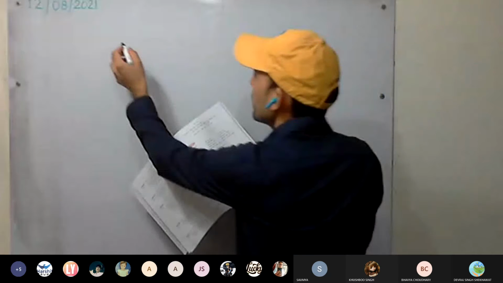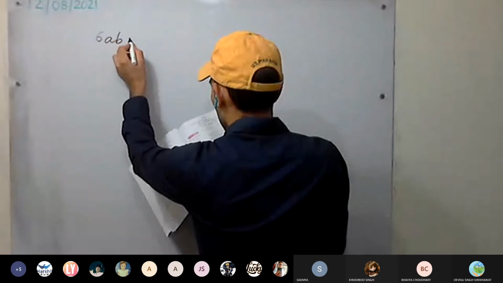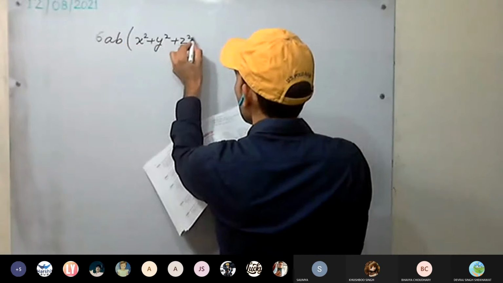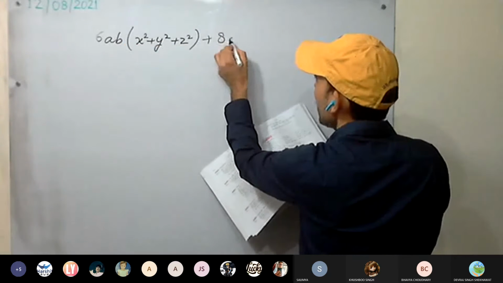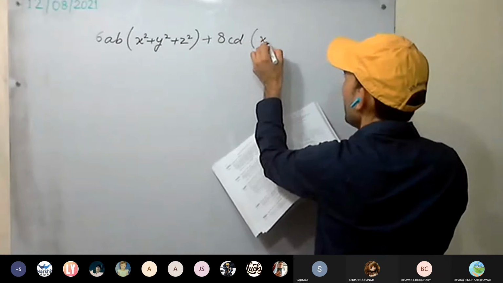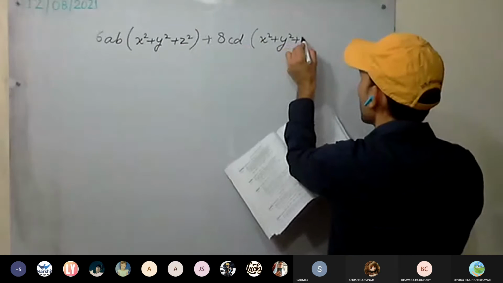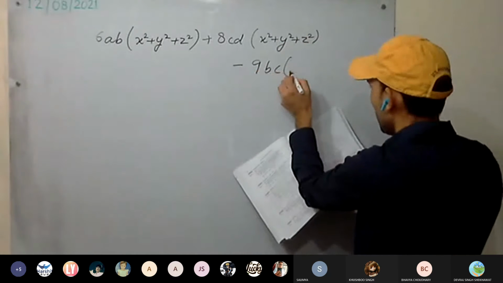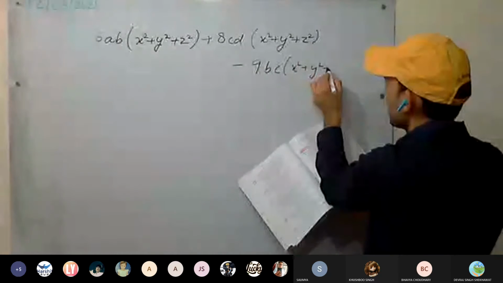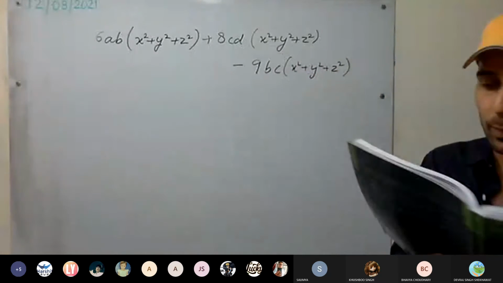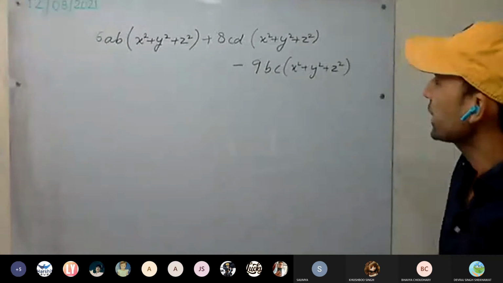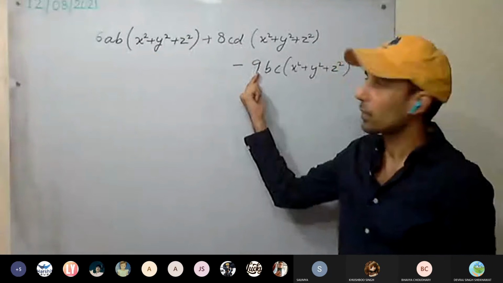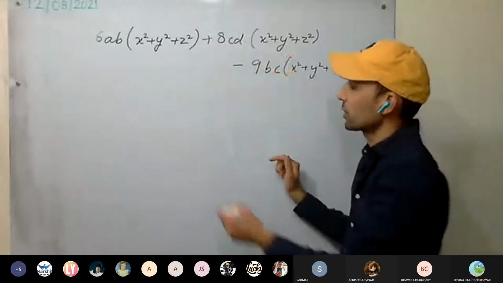6AB(x square plus y square plus z square) plus 8CD(x square plus y square plus z square) minus 9BC(x square plus y square plus z square). So what's common there? In 6AB, 8CD, nothing is common among them. Okay, x square plus y square plus z square is common.